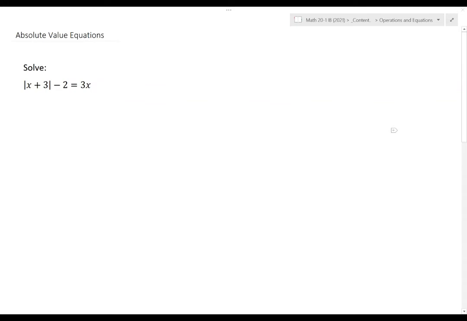So in this video, we're going to look at solving absolute value equations. When we're solving absolute value equations, we essentially have to treat the absolute value as its piecewise definition. So we're going to end up with a couple of equation cases, basically, depending on the different parts of the domain. So let's look at this first one, the absolute value of x plus 3 minus 2 equals 3x.